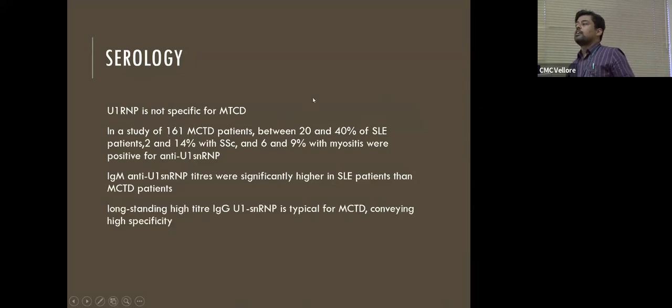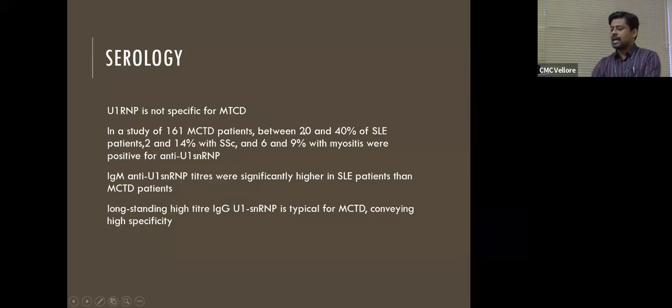But U1 RNP is not specific to MCTD. If you look at lupus and just do an RNP, even if they have no other features of MCTD, almost 40% of them will come positive. So don't make your diagnosis of MCTD based on antibodies. Antibodies are always an additional thing that you look at. It's not the primary thing. Your diagnosis should be clinical, based on the features rather than which antibodies are positive.